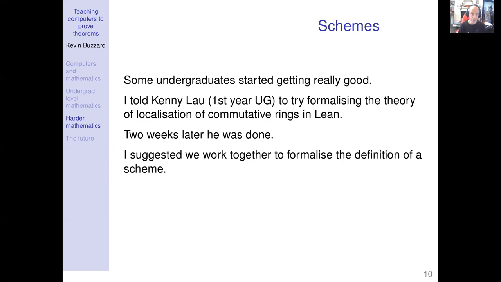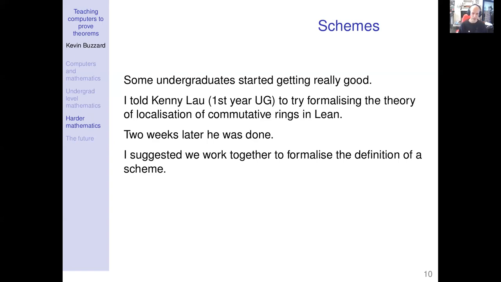So he needed another project. So I said, well, why don't we formalize Grothendieck's definition of a scheme? Because you need localization to do that. And I thought that would be a really nice goal. And so Hughes was getting good as well. Hughes was doing basic stuff in finite group theory. He'd become an expert in finiteness. Finiteness is difficult in these languages. Finiteness is a subtle concept, like the real numbers. But Hughes had mastered finiteness, which we needed.